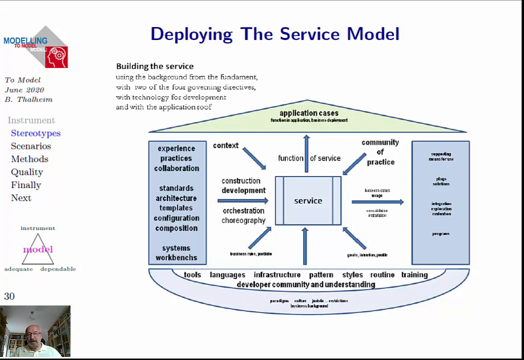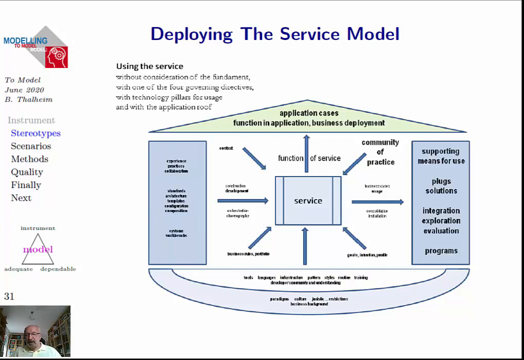If we go now for building the service, then in this case we consider, of course, our application cases. We have to have the proper methods for that. We have to consider also what is the basis. The grounding, the deployment is not as important in this phase. Of course, we use our knowledge about the context and the community of practice for constructing the service, for orchestrating, or maybe for choreography.